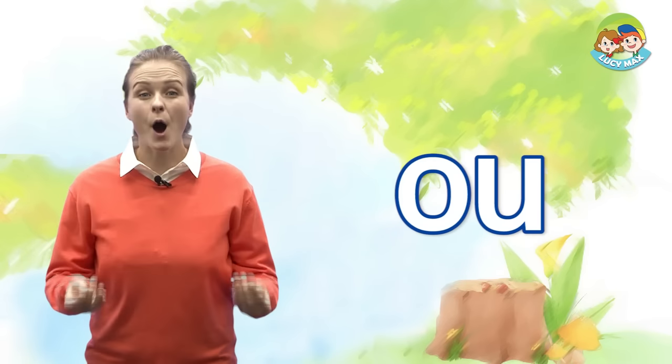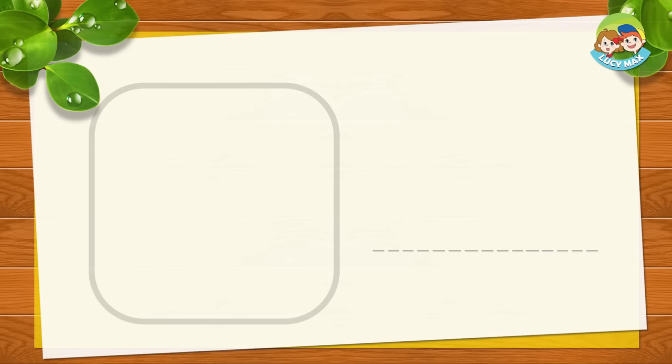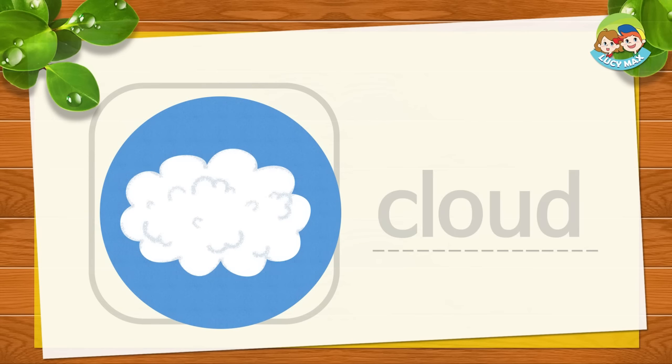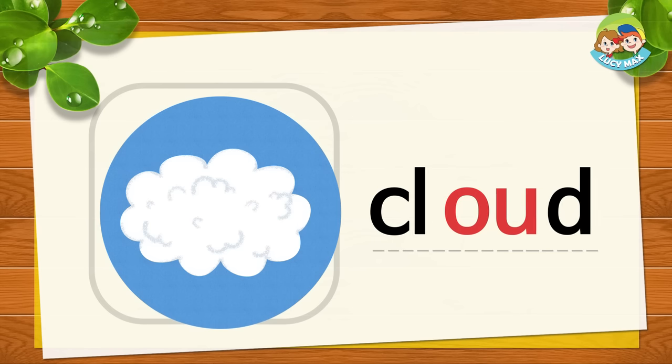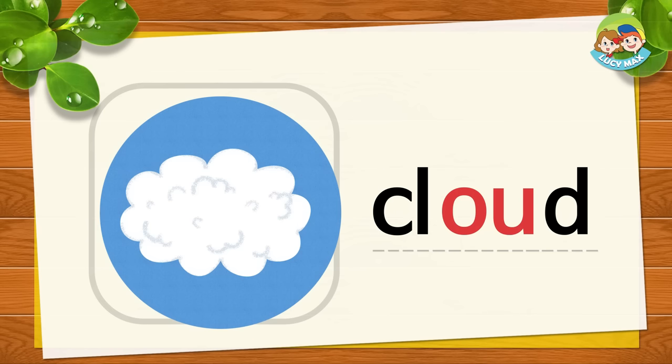When the letter O is put with U or W, it makes the sound ow. The first ow sound is O with U. Let's see some words with ow sound. The first picture is cloud. Cl, ow, and d together is cloud. Cl, ow, d, cloud. Now you try.